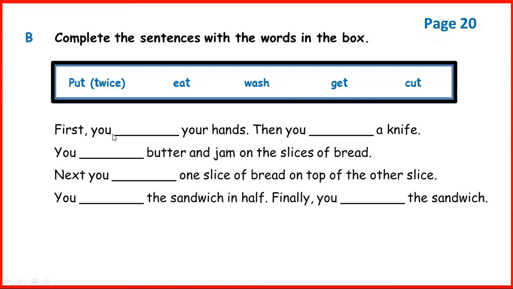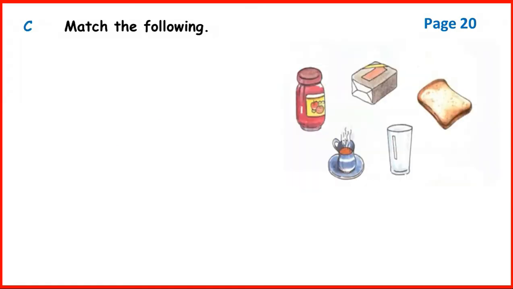Now, first you wash your hands, okay? Then you get a knife and then you put butter and jam on the slices of bread. Next, you put one slice of bread on top of the other slice. You cut the sandwich in half. Finally, you eat the sandwich. Okay? You have to write all these words in given blanks in your book. Okay? Now question number C.